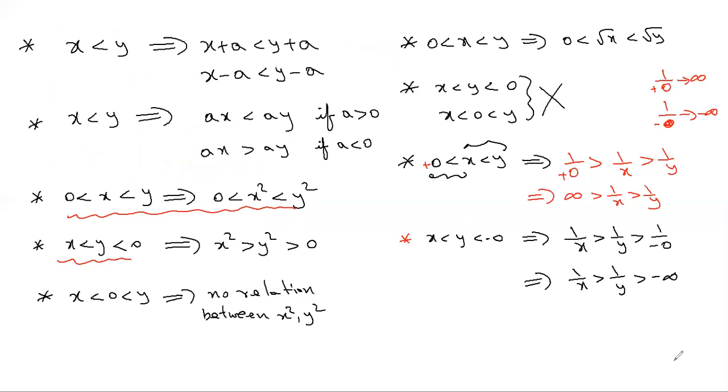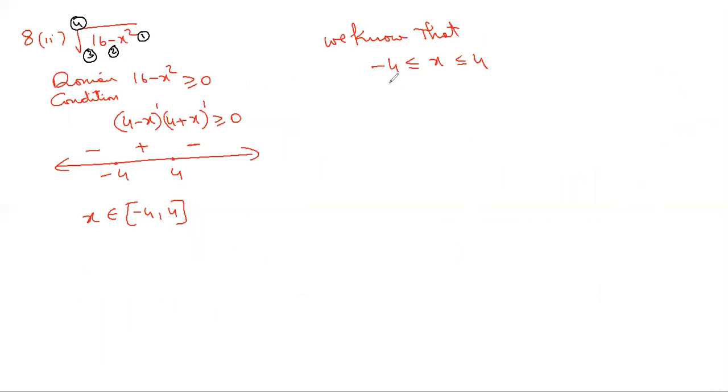So then what to do? We divide this into two intervals, two cases. Minus 4 is less than or equal to x is less than or equal to 0. You can include 0 also, or simply you can write 0 is less than or equal to x is less than or equal to 4. So now you have separated the negative values of x and the positive values of x. In this interval, all are negative. In this interval, all are positive. So you have a possibility of finding where x squared lies.